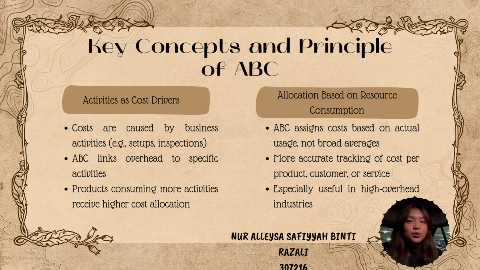ABC was introduced as a more refined method, one that focused on the activities that drive costs rather than relying on production volume alone. It was designed to trace overhead and indirect costs more accurately to products and services, helping managers make better decisions. According to accountinginsights.org, ABC gained traction because it emphasized transparency and real resource consumption rather than arbitrary allocations. Let's now break down the core principles of ABC.